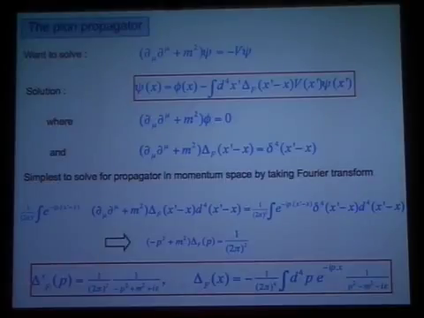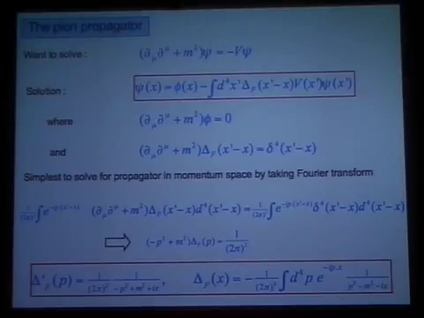And if I want to get the Feynman propagator in configuration space, then I just do the inverse Fourier transform to get back to that result. So this is my derivation of the pion propagator. And it contains a lot of information.